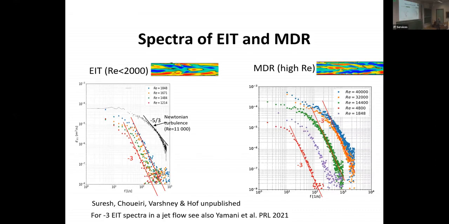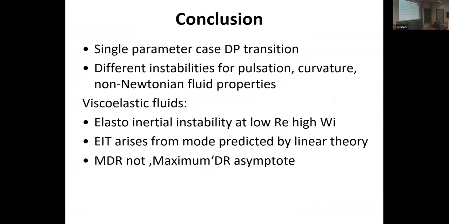And this is now for MDR at much higher Reynolds number. We go up to Reynolds 40,000. And you see that on MDR, you also happen to be much closer to -3. Again, it's not huge scaling ranges that we have here, but it's clearly steeper than in Newtonian turbulence, and it seems to match quite well with the EIT at low Reynolds numbers. Okay, so I have one more thing I wanted to mention after this, but let me conclude about here first.